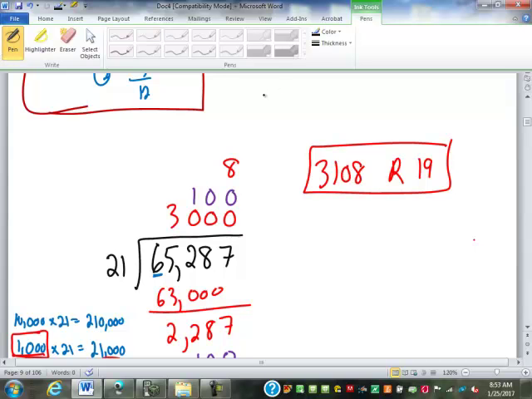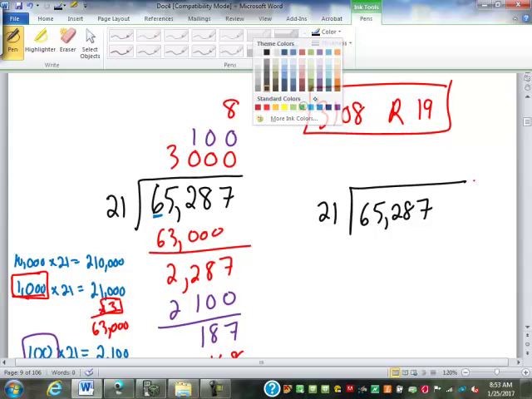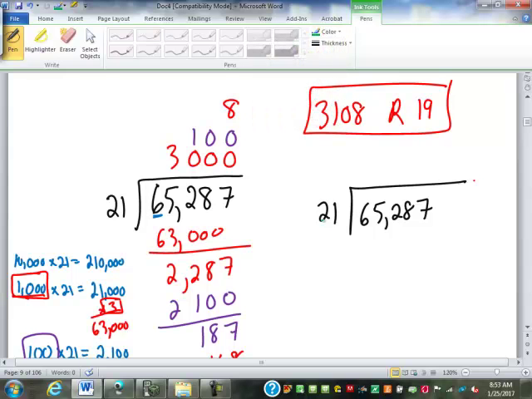Okay, well, you might be looking at this thinking this doesn't look anything like what I was taught. Let me show you how it's similar. What you were most likely taught would have been this. I'm going to take the 21. Does 21 go into 6? Nope, so I'm going to leave it blank above the 6. That's what we just did here.